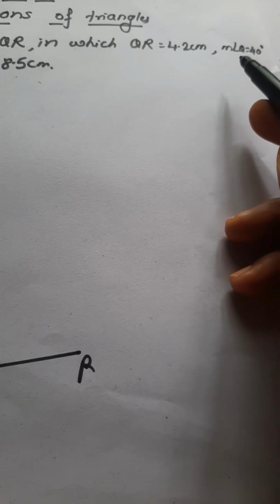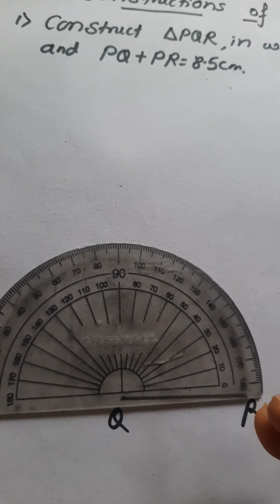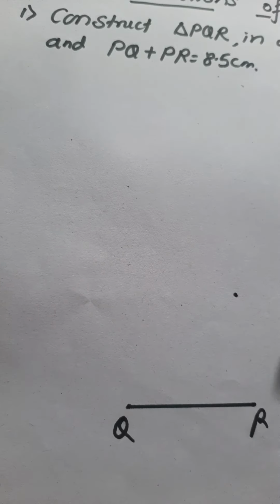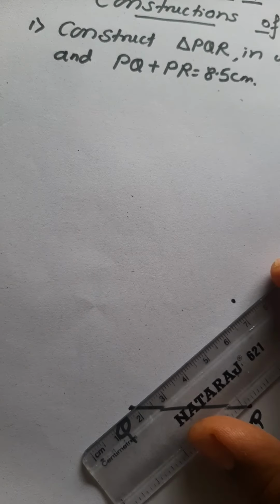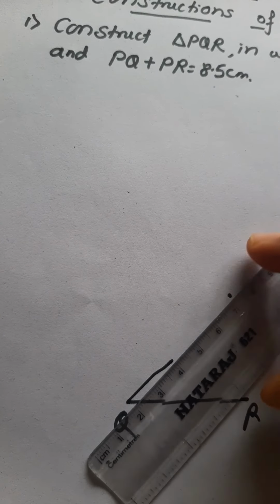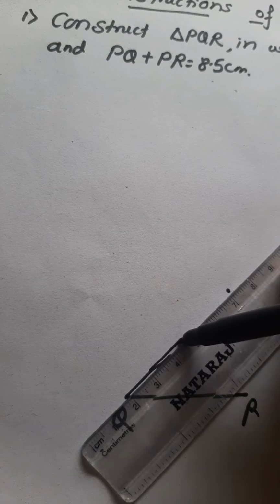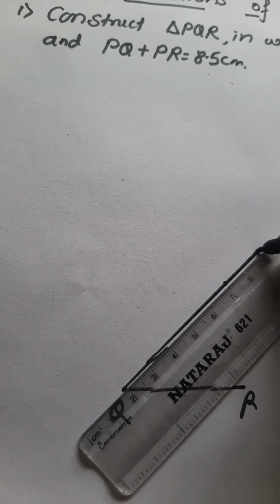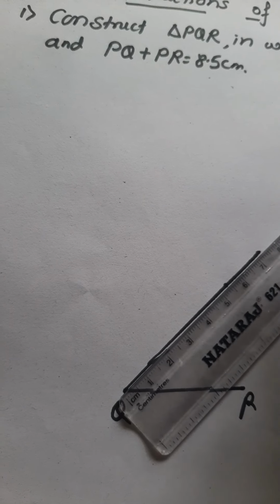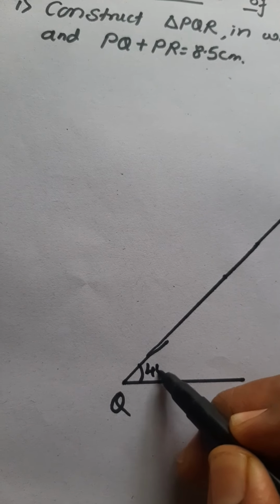Now angle Q is equal to 40 degree. I will take this protractor and draw the 40 degree. You can see here where it is 40 degree. Now I will draw this 40 degree with the help of a scale. This construction we have to draw very carefully so that your answer will become correct. This 40 degree angle you have to draw very big. Okay, this angle Q is 40 degree.